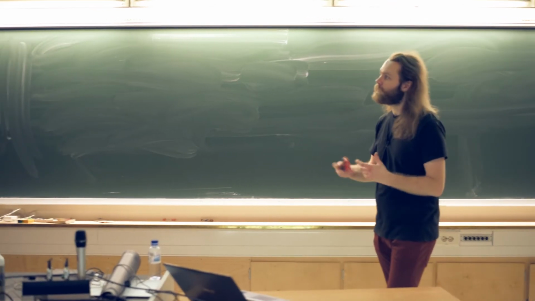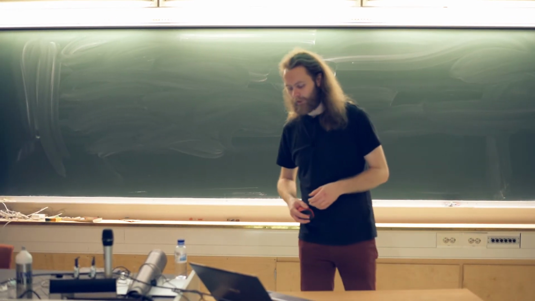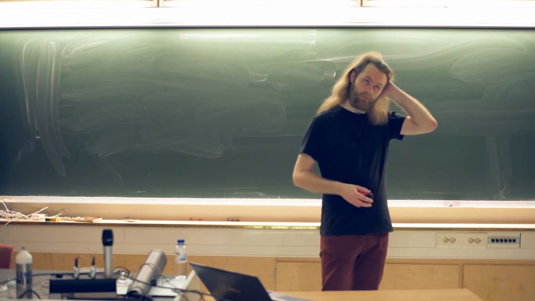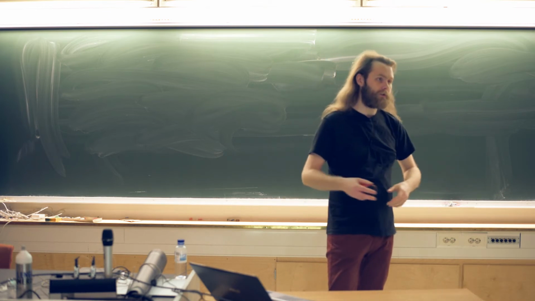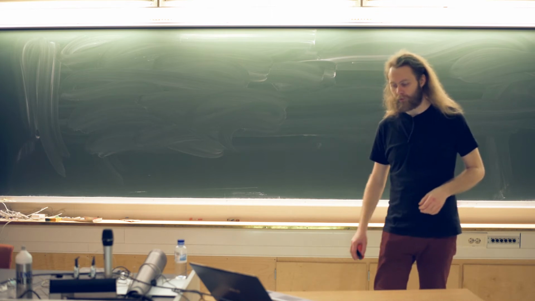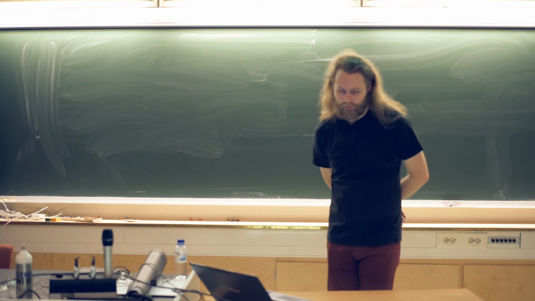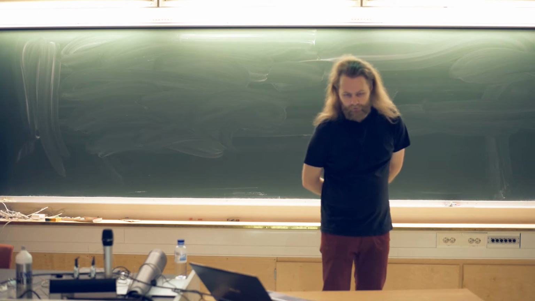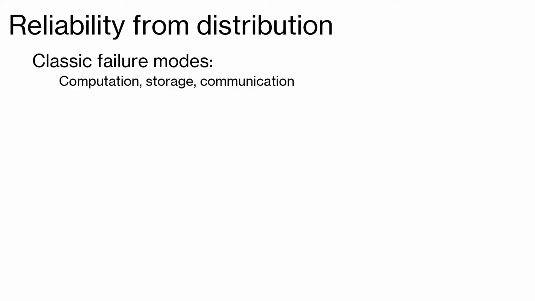So the thing we want is reliability, and one of the ways we get reliability is by distributing our system. So instead of having one elevator, we have 3 elevators, for example, as a very simple form of distribution. You've already been through these classic failure modes: the failure in computation, failure in storage, failure in communication. 2 of these things you get quite easily from physical distribution.